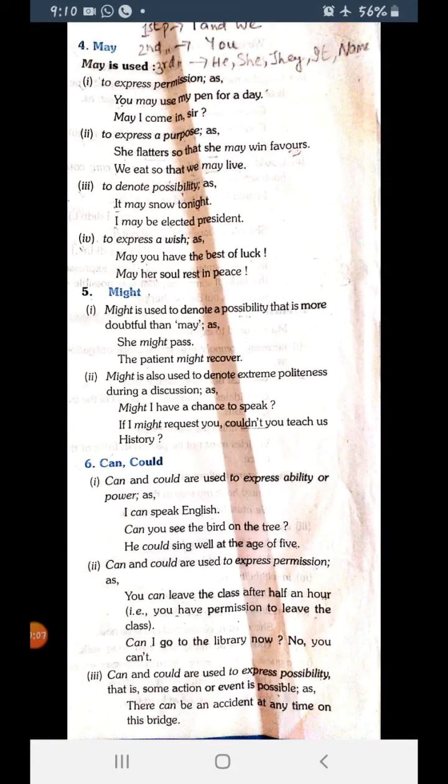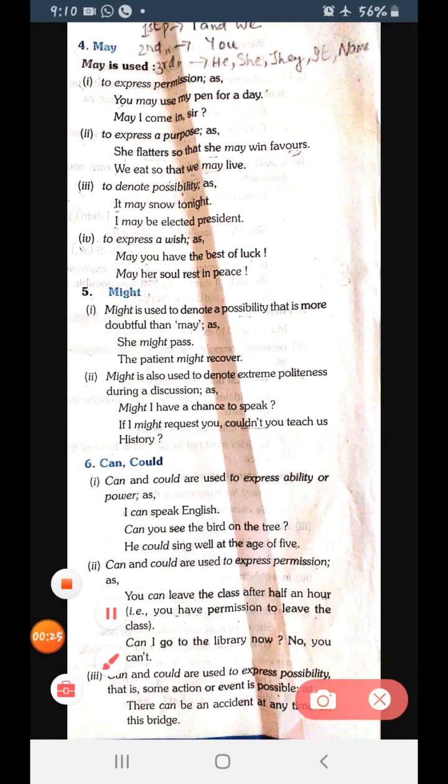So, students, I once again welcome you to the second part of the chapter Modals. In the previous video, we completed the first three modals. Now we are starting with the fourth kind of modal, and that is may. Now let us see what the uses of may are, or how may is used.